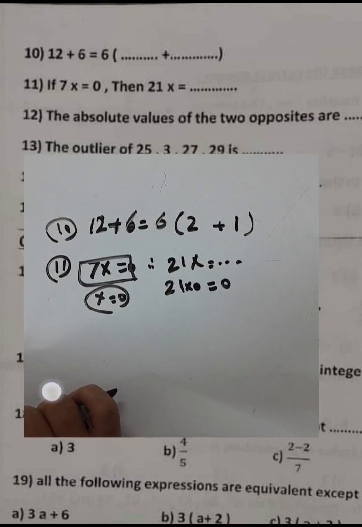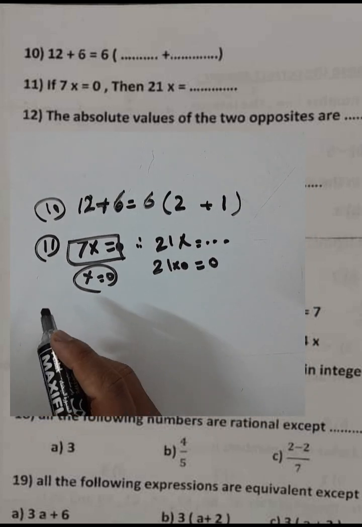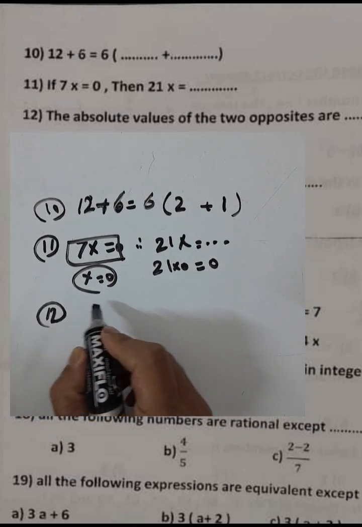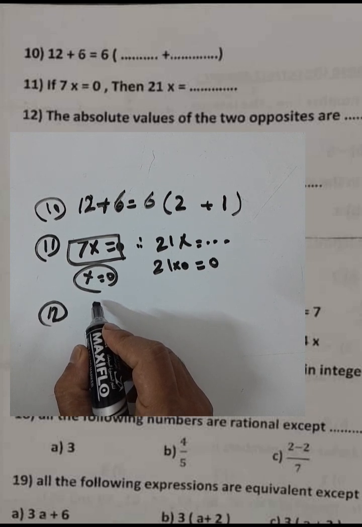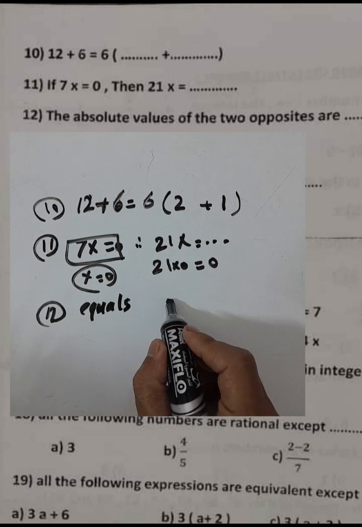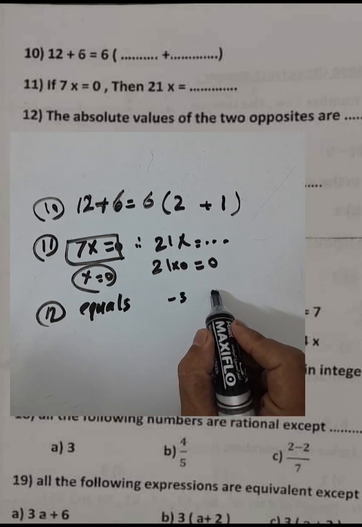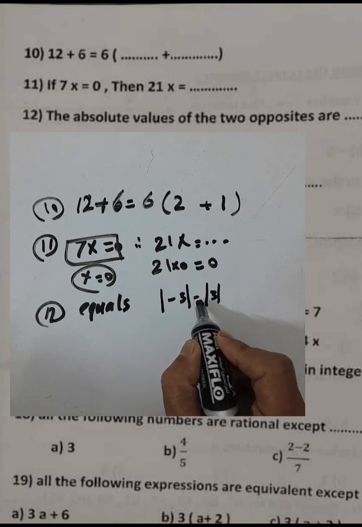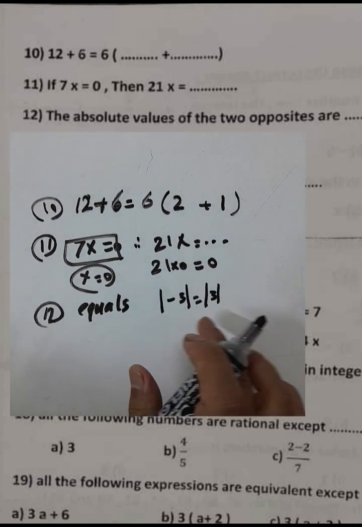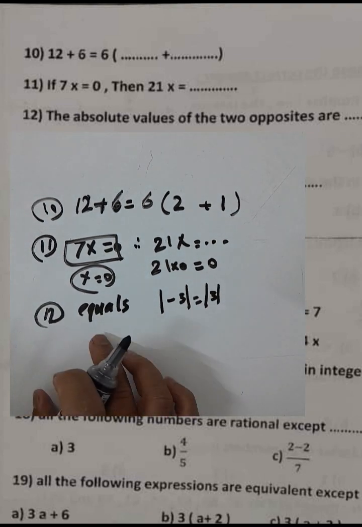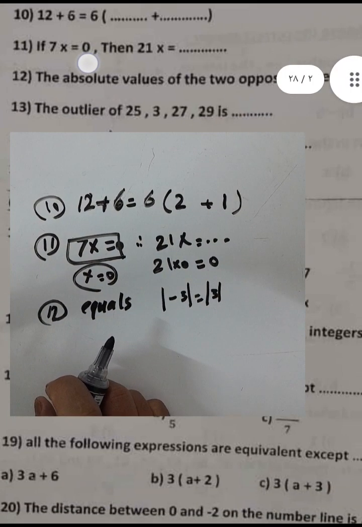Next, question 12. The absolute values of two opposites are equal, such that if we have negative 3 and 3, the absolute value of negative 3 will be equal to the absolute value of 3. So 3 is the opposite of negative 3, and the absolute value of negative 3 equals the absolute value of 3. Then you must write this word, equals, here.